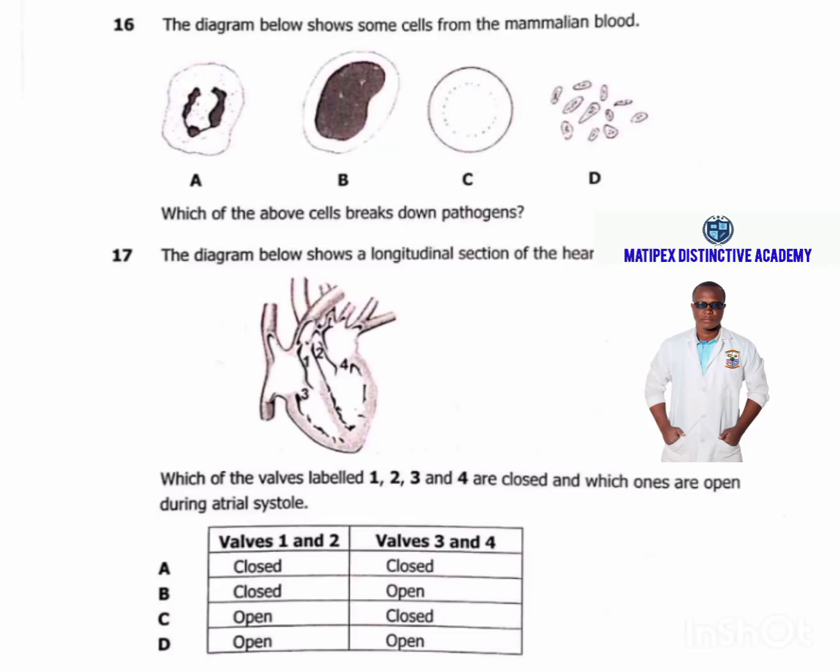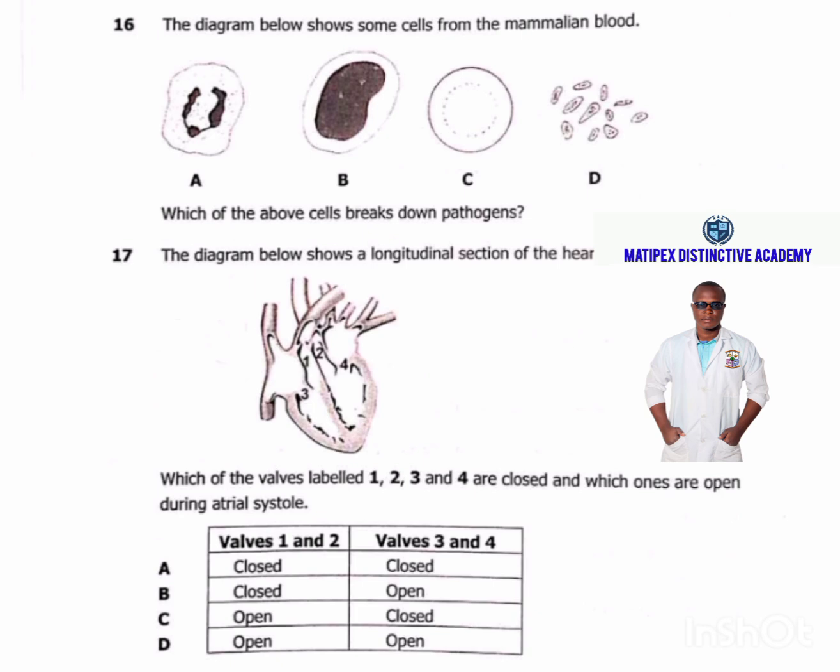Okay, so let's look at question number 16 and 17. Question number 16 is saying the diagram below shows some cells from the mammalian blood. Which of the above cells breaks down pathogens? So first and foremost, we're going to identify these cells.